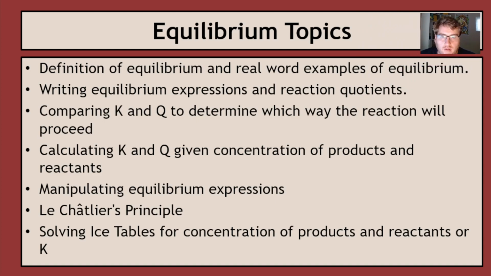All right. Definition of equilibrium and real-world examples of it. So what equilibrium is by definition. Writing equilibrium expressions and reaction quotients. Equilibrium expression means K. Reaction quotient means Q. Comparing K and Q to determine which way the reaction will go. Calculating K and Q given products and reactant concentration. Manipulating expressions. Le Chatelier's principle. And then solving ICE tables. So let's go ahead and get started.